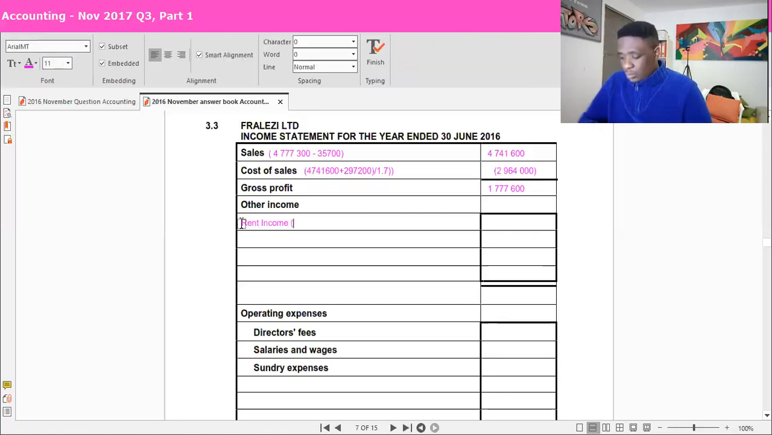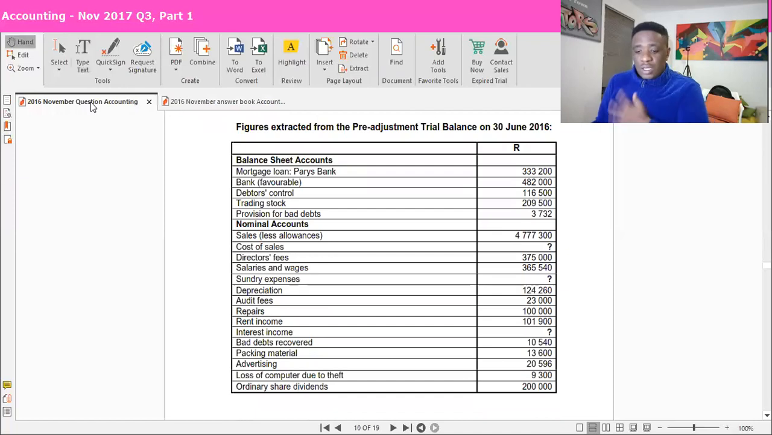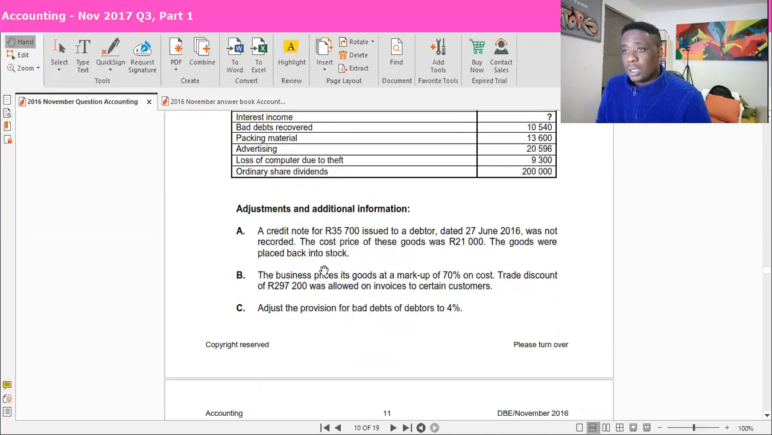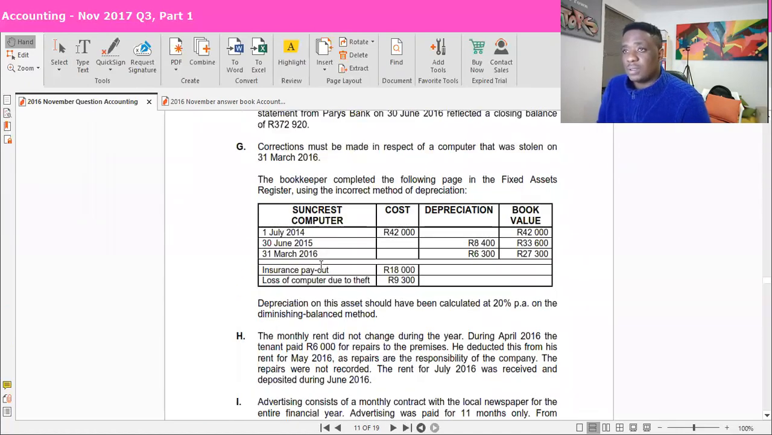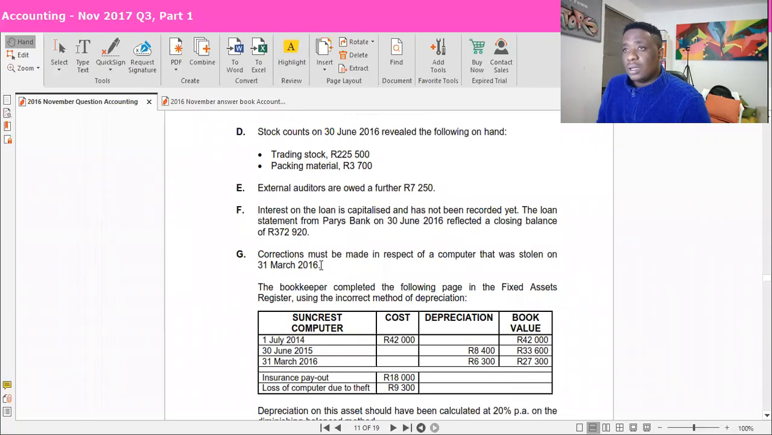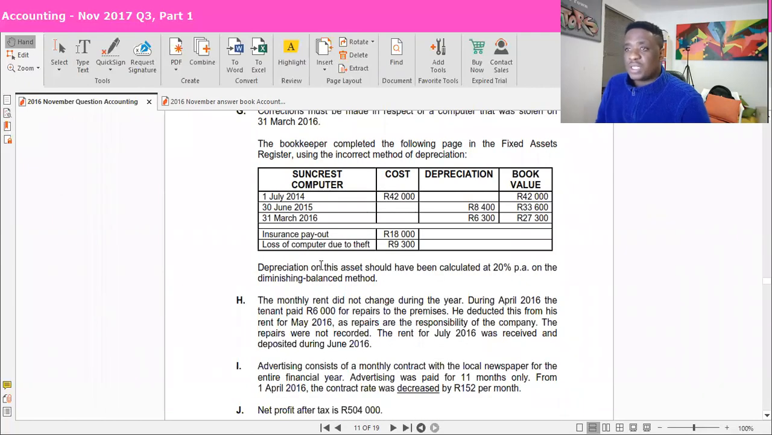Rent income, let's say 101,900. And then we're going to need to make adjustments on this. So let's see what transaction affects the rent income. That will be transaction H. Transaction H says the monthly rent did not change during the year, okay?